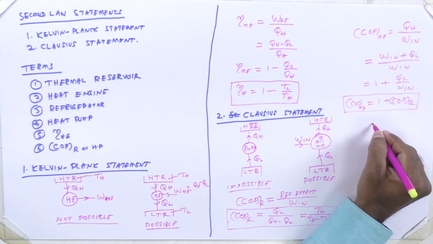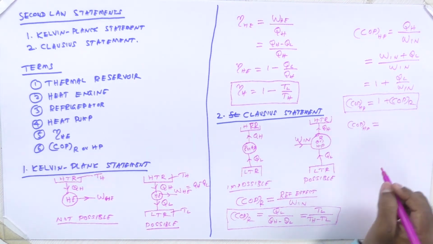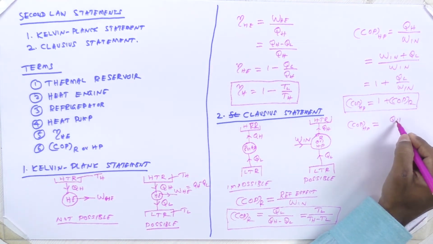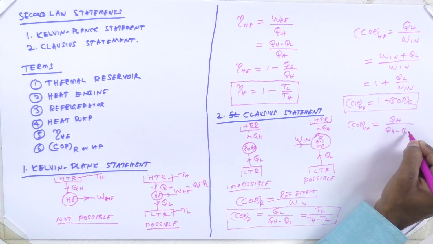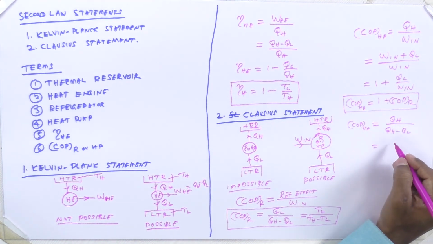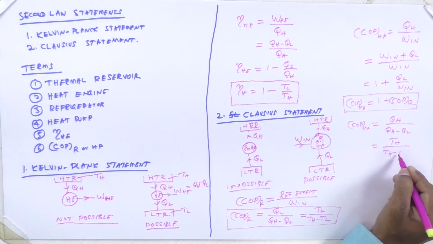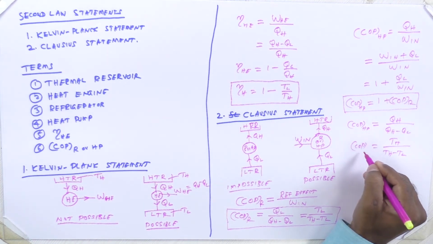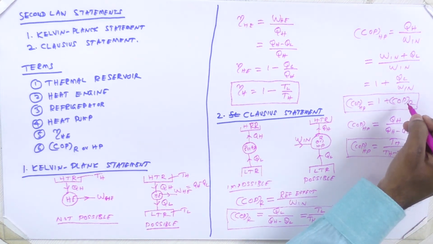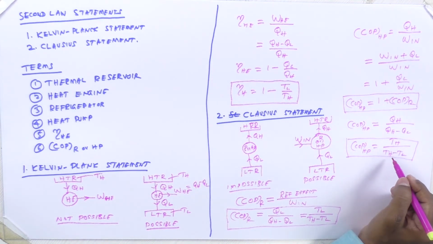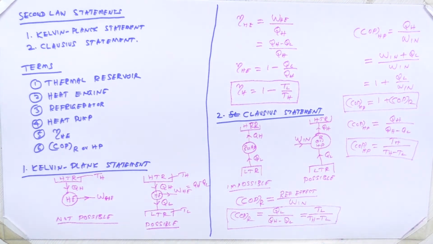And another formula, COP of the heat pump is given as QH, and WN we can write QH minus QL. So here we can convert Q into temperature. So this is TH divided by TH minus TL. This is one more formula for COP of the heat pump. So COP of the heat pump can be expressed in terms of COP of the refrigerator, otherwise in terms of temperature. In terms of temperature, higher temperature divided by difference in temperature is the COP of the heat pump.